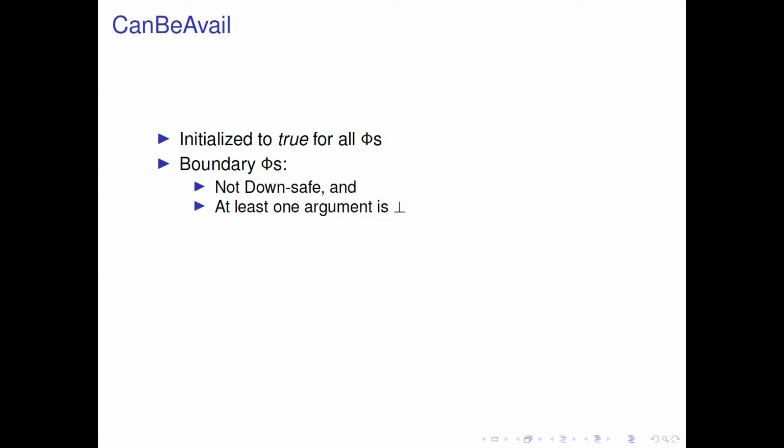So this is a boundary phi, and this is the phi we should be careful about. We have to mark all boundary phis as false. These are not safe, and these cannot be available.